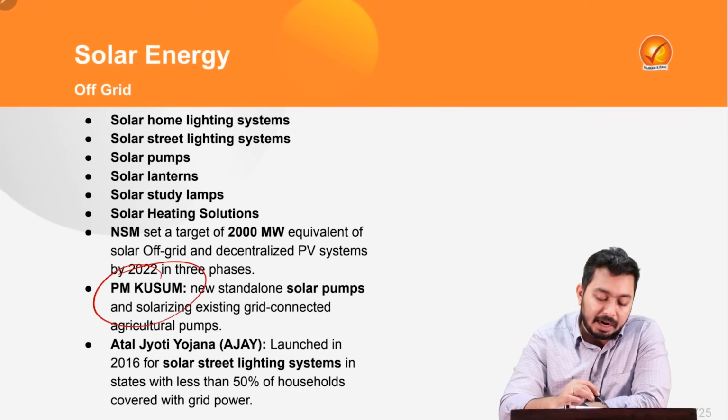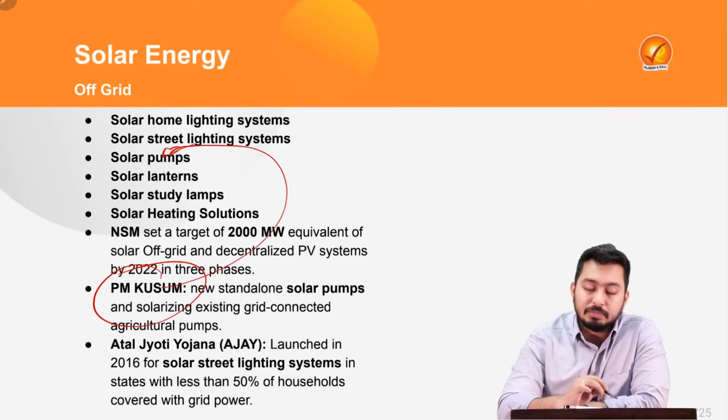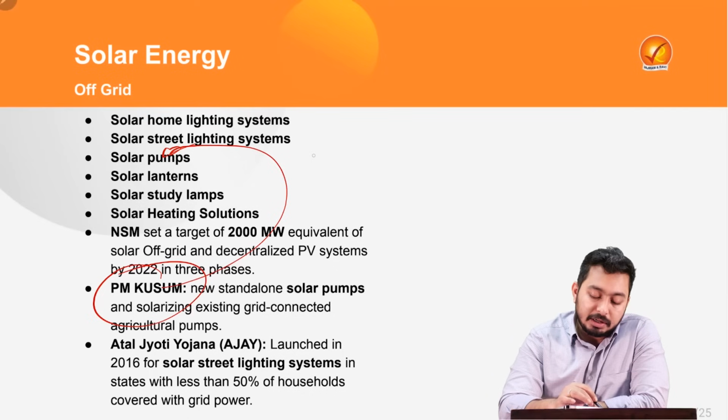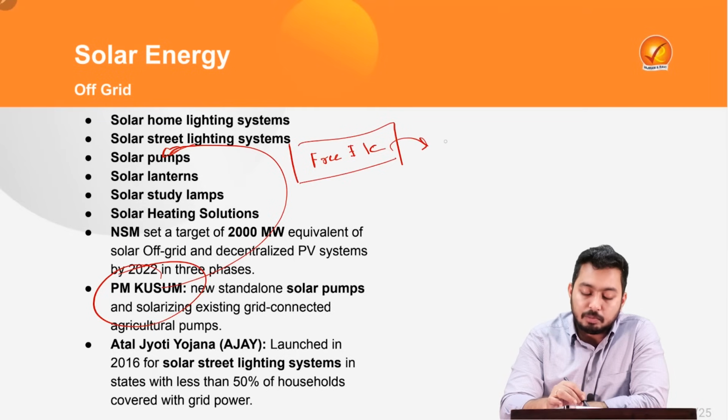Then you have PM Kusum. PM Kusum is looking at what? It is looking at solar pumps. Solar pumps, why? Because there is a free electricity regime, which is based upon subsidy, which allows for extra pumping of groundwater.